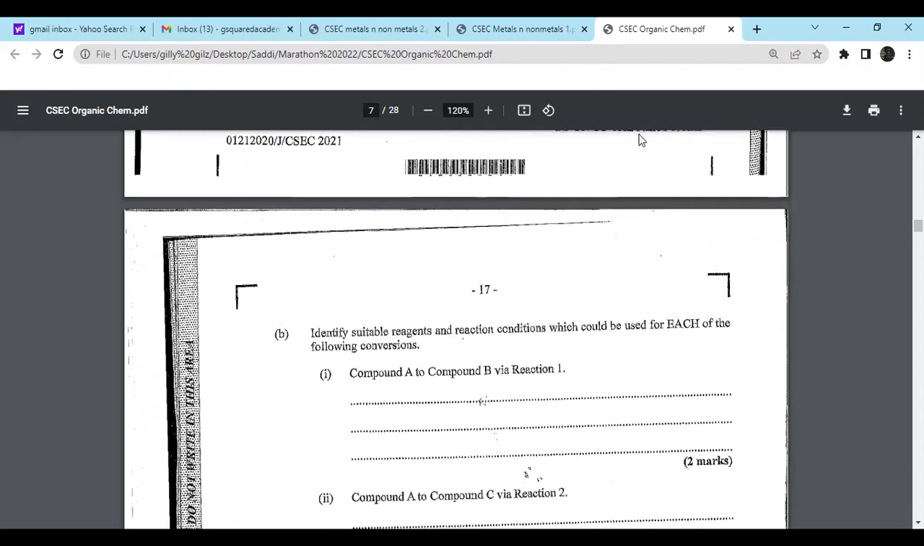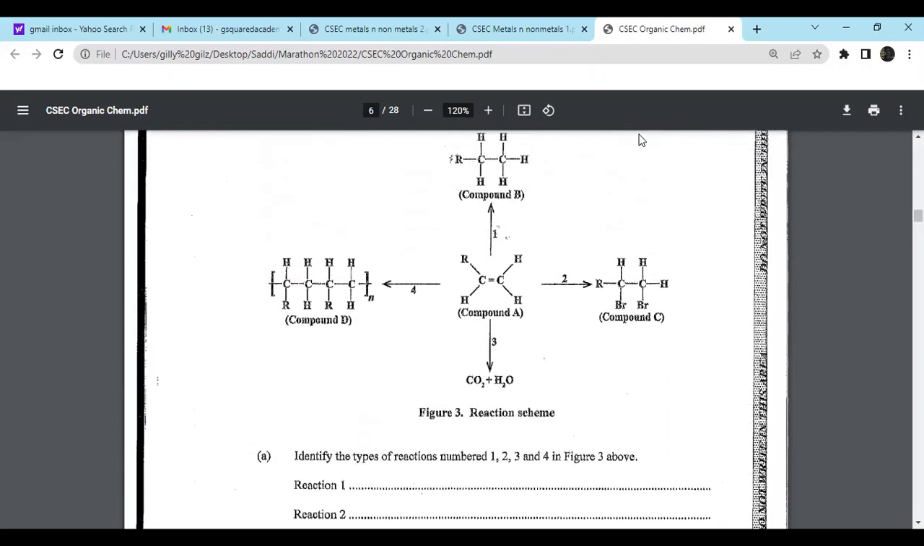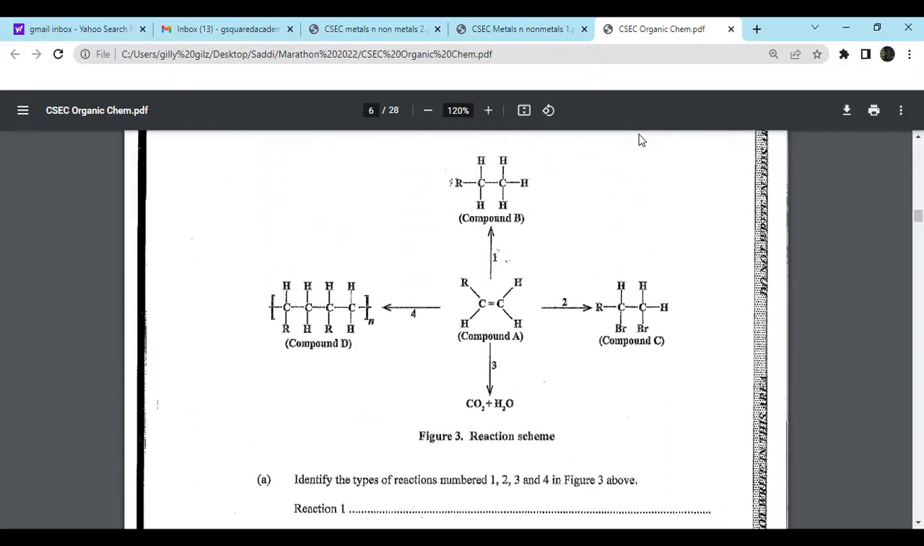Nice. It says identify suitable reagents and conditions necessary, which could be used for each of the following conversions. Compound A to compound B. So let's go back up and look at compound A to compound B. If I want to change compound A to compound B, that's a hydrogenation reaction.